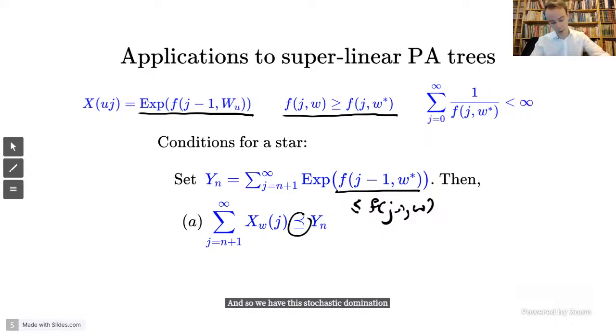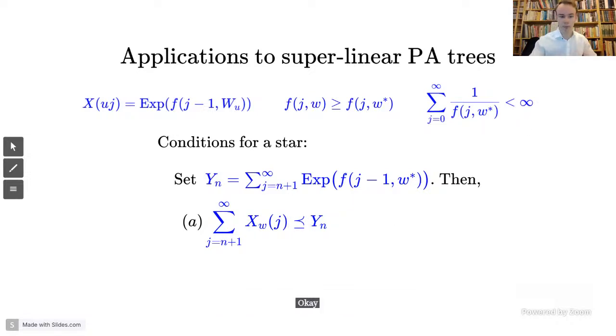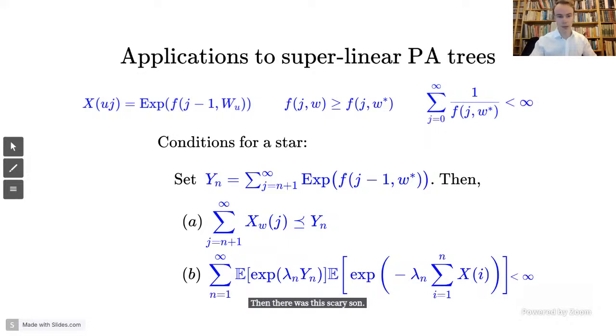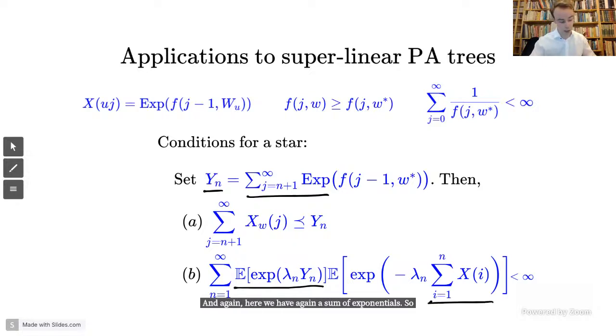And by this third condition here, we know that Yn actually has a finite mean. Okay, so that's all done. Then there was this scary sum. Well, it'll still be scary if we apply it to these exponential interbirth times, I suppose. But at least we can do some calculations. Since Yn is a sum of exponentials, this expected value will become a product. And again, here we have a sum of exponentials, so this will all turn into products.